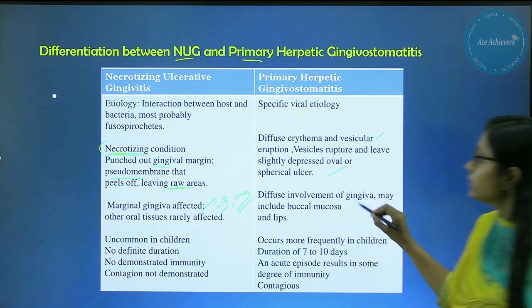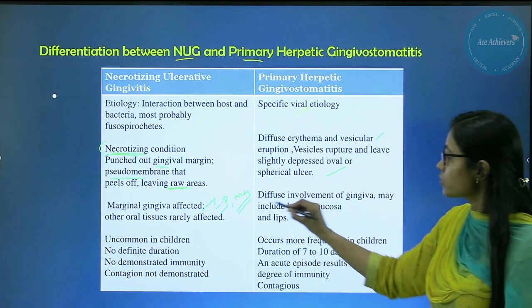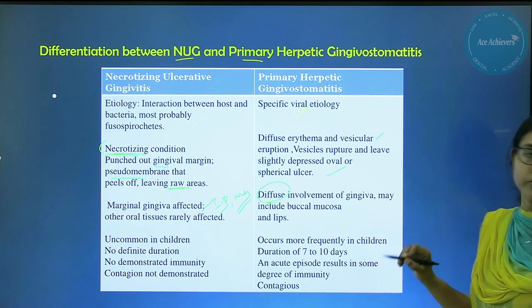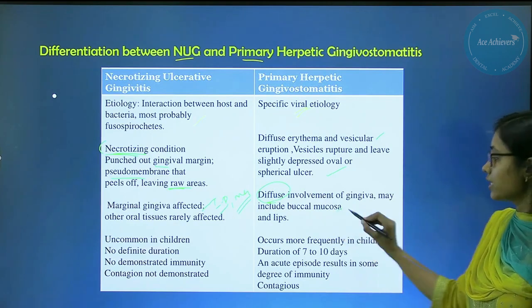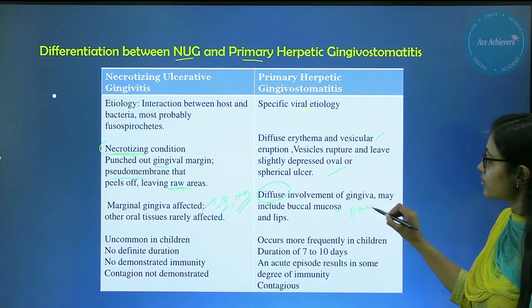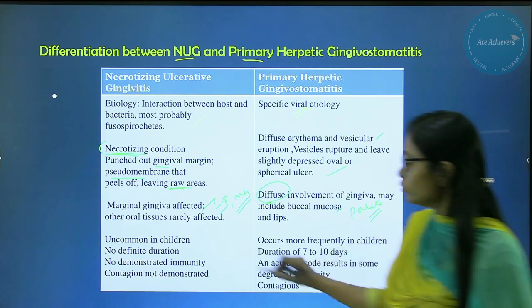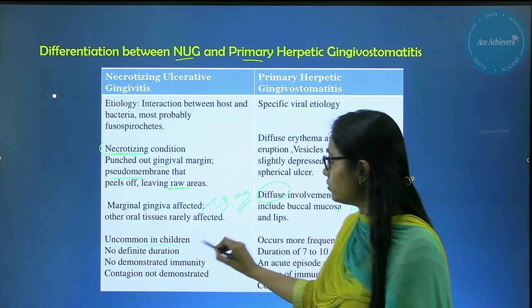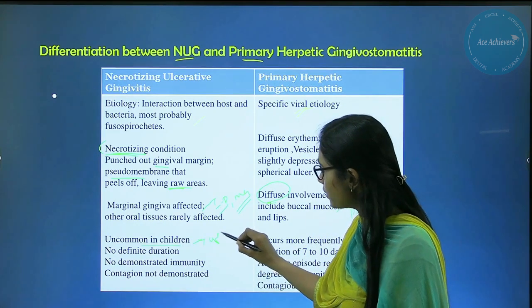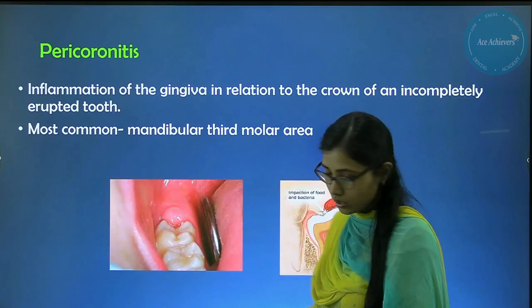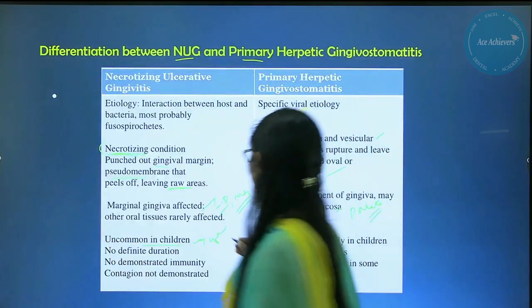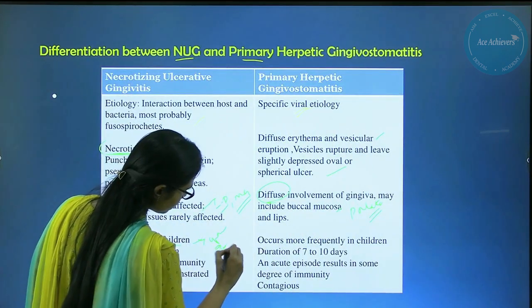Whereas in primary herpetic gingivitis, there is a diffuse involvement of the gingiva, including the buccal mucosa and lips. Sometimes the ulcerative lesions involve the palate also. Now this is uncommon in children. This is more common in young adolescents.